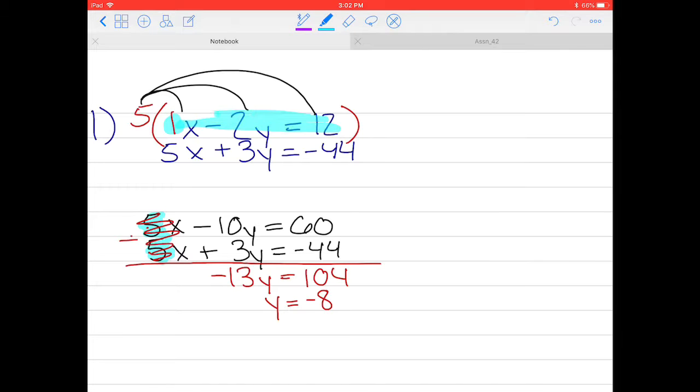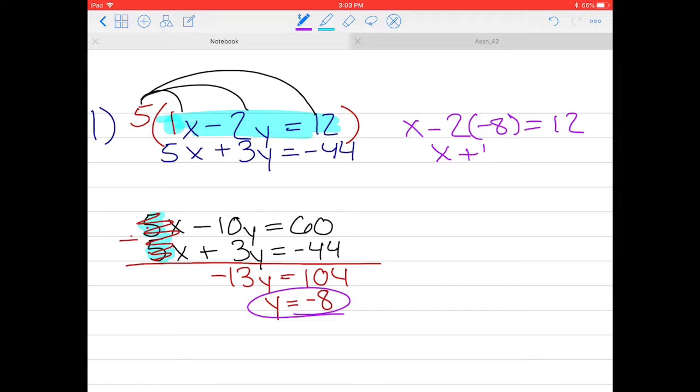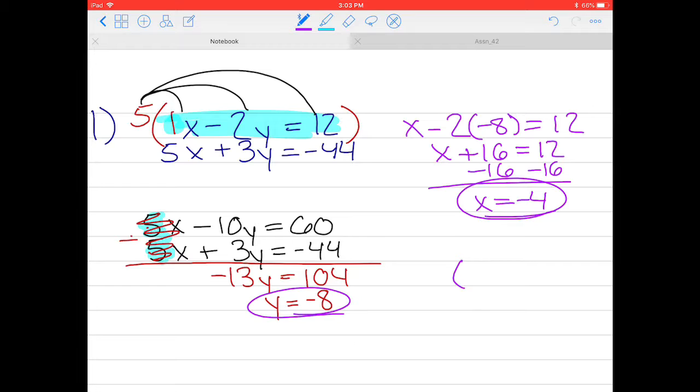I'll go with this top one. So x minus 2y, which is negative 8, equals 12. Okay, so as an ordered pair, answer right there.